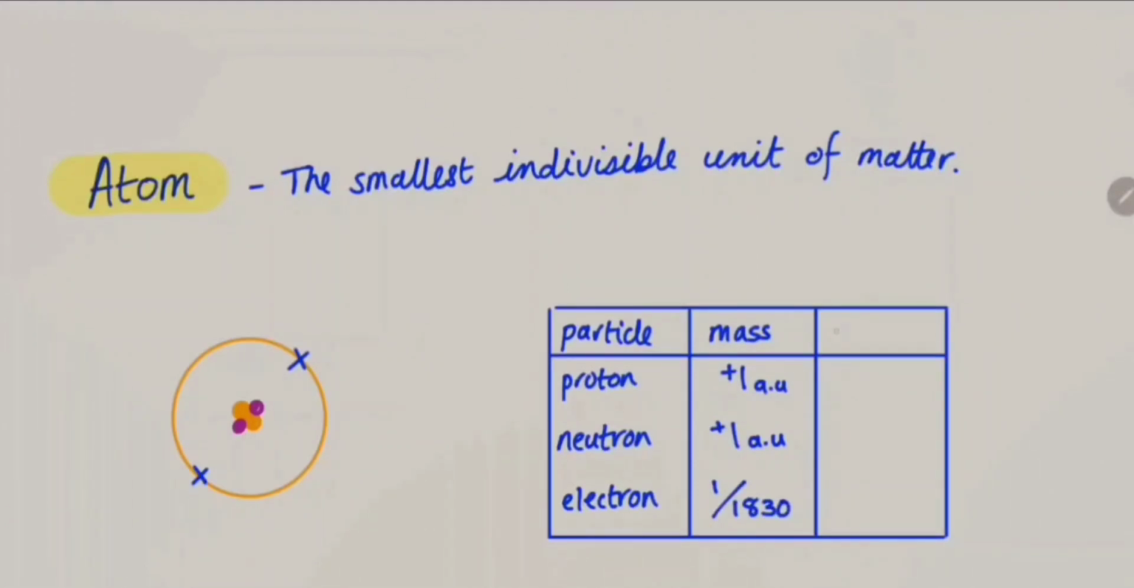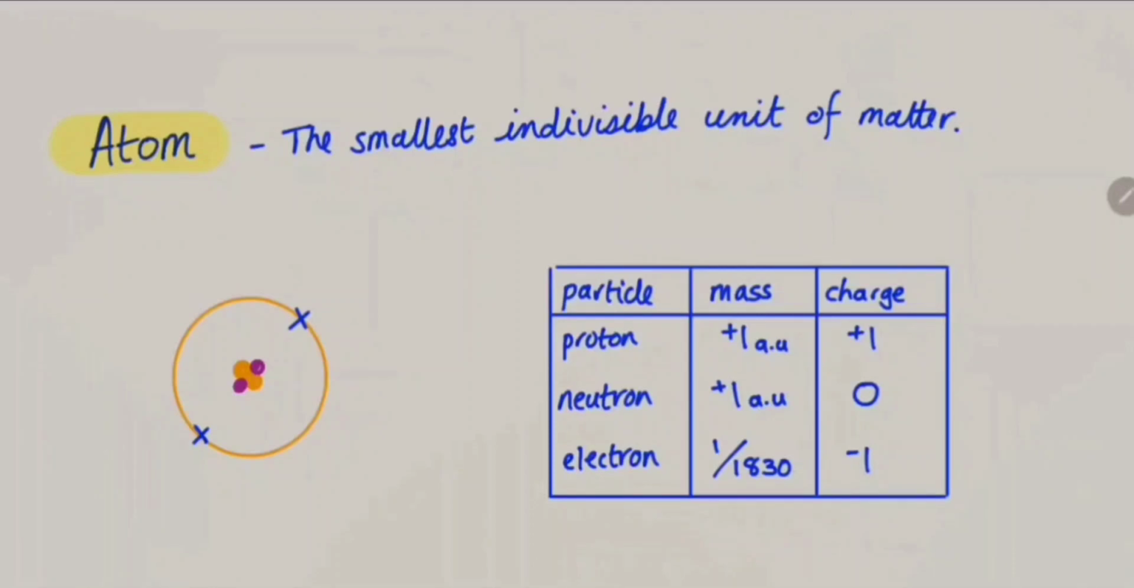We can take a look at the charge on these particles. The charge on a proton is +1, it's positively charged. The charge on a neutron is 0, it's neutral, doesn't have any charge overall. And the charge on an electron is -1. So if you look, the proton and the electron are oppositely charged particles.